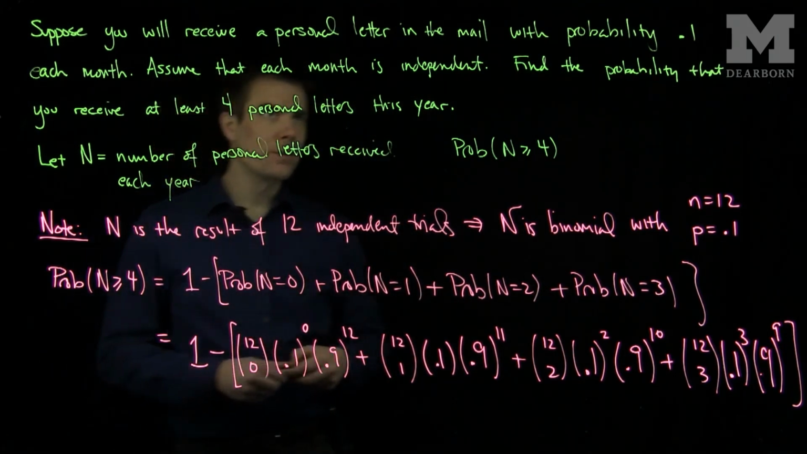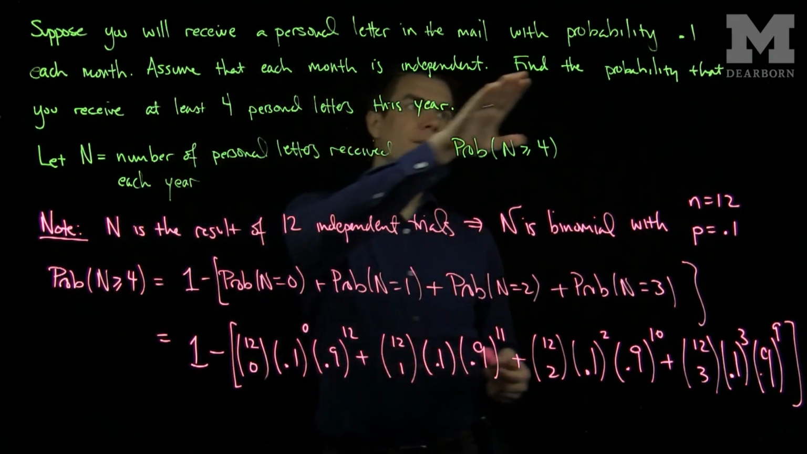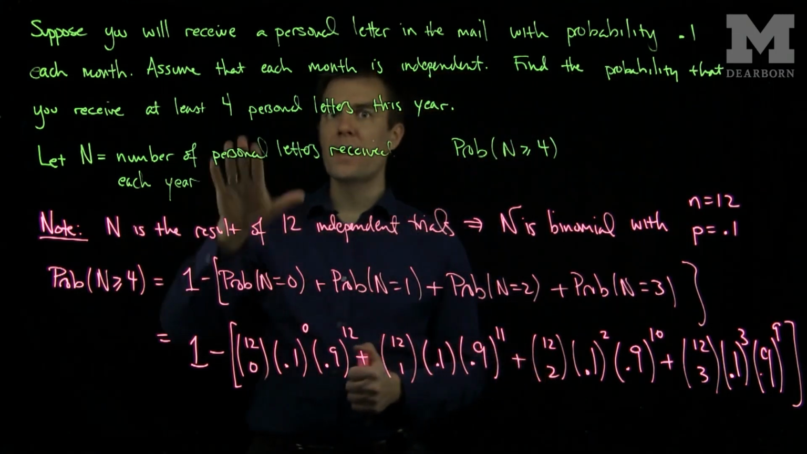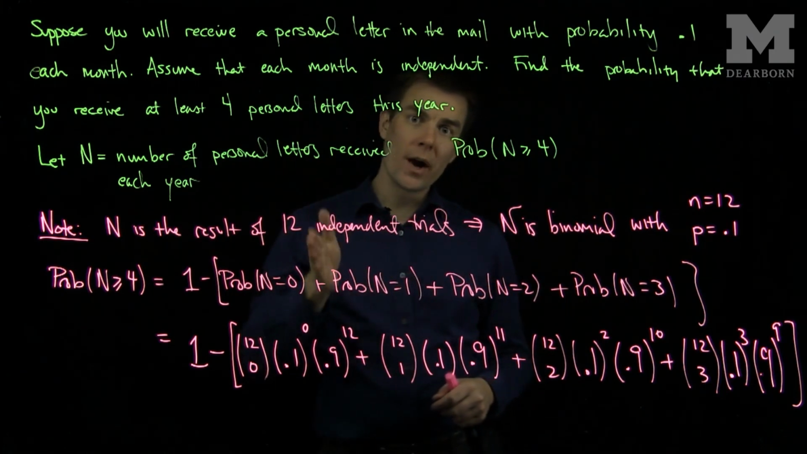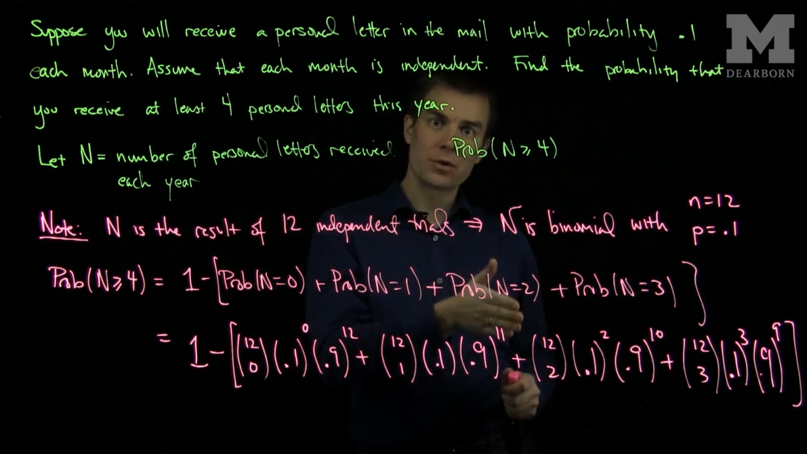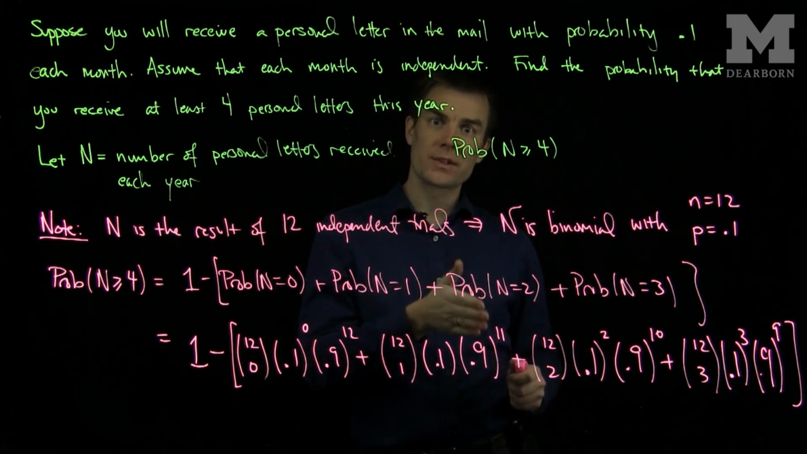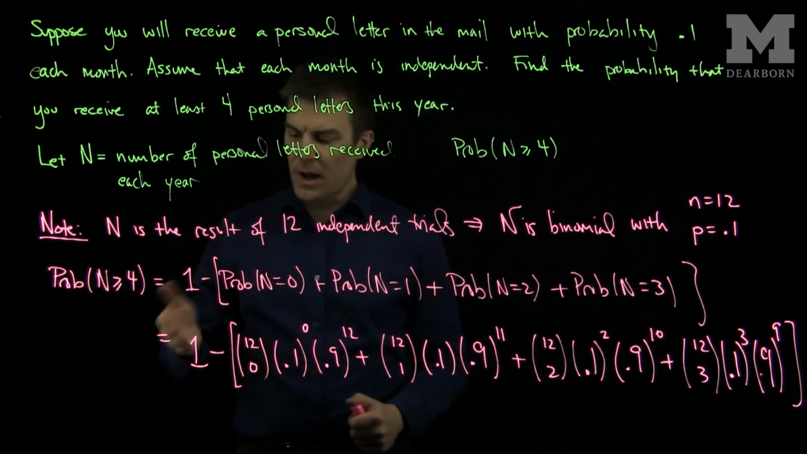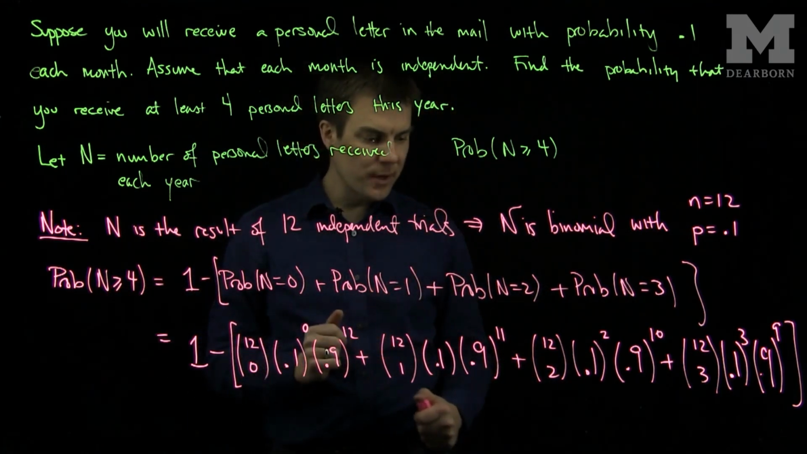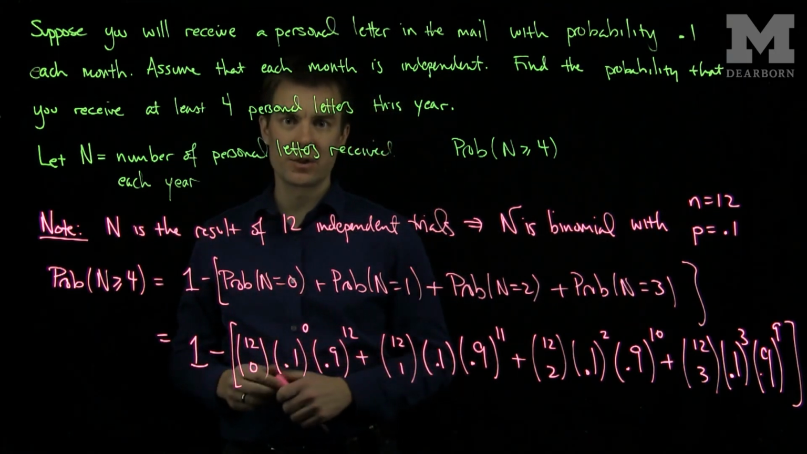So it's important to note that since we were given that each probability was 0.1 and the months were independent, I have 12 independent trials. When you have a certain number of independent trials and you want to count the total number of successes of those trials, the result will be a binomial distribution. The rest of the problem simply involves plugging in, computing these binomial coefficients, and plugging into a calculator and checking.